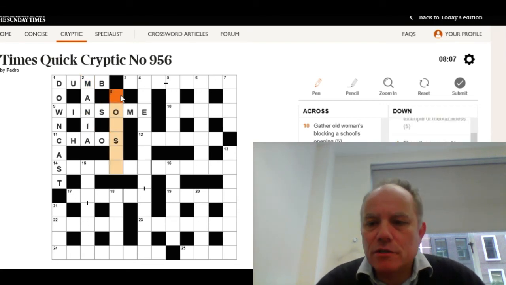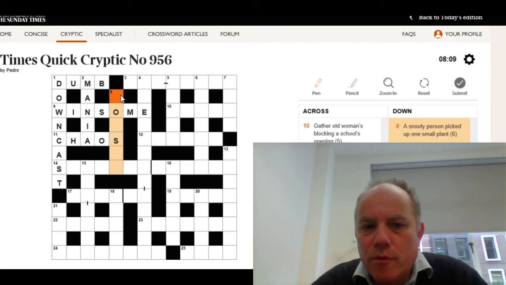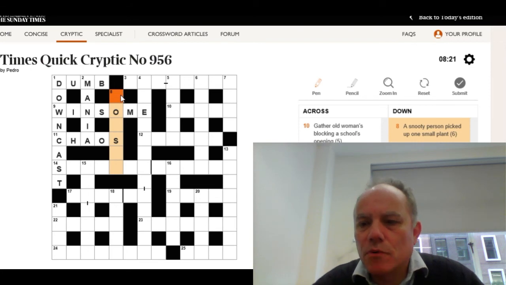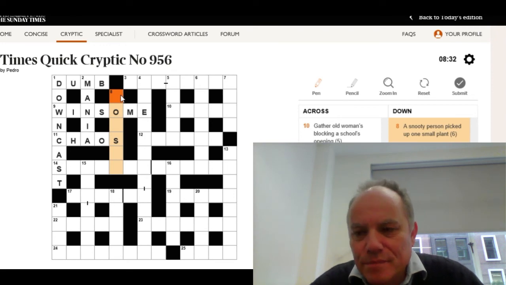And then maybe just to try and complete the northwest corner here, we'll have a look at 8 down, 6 letters, and we've got an O and an S in it. And the clue is, "a snooty person picked up one small plant." Oh yeah, okay, right. That's not simple. It took me a while to work out what that was.